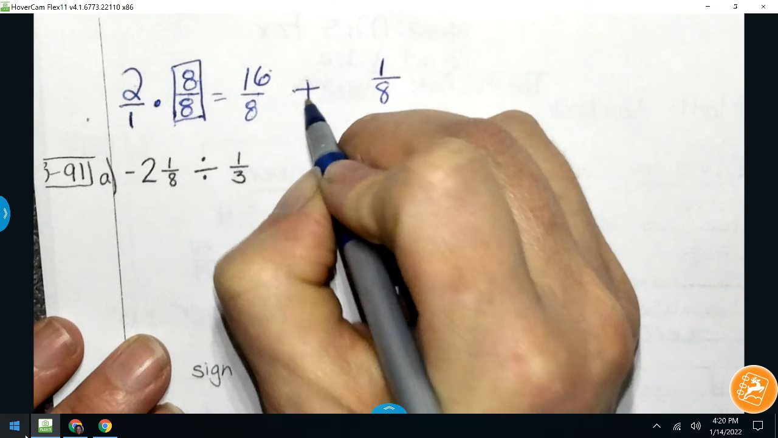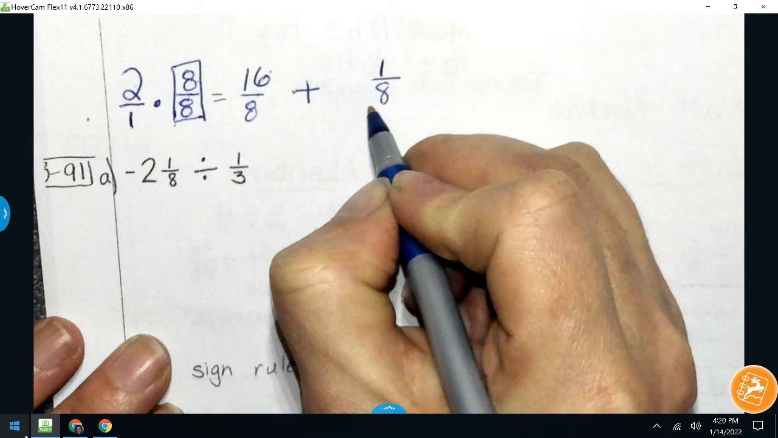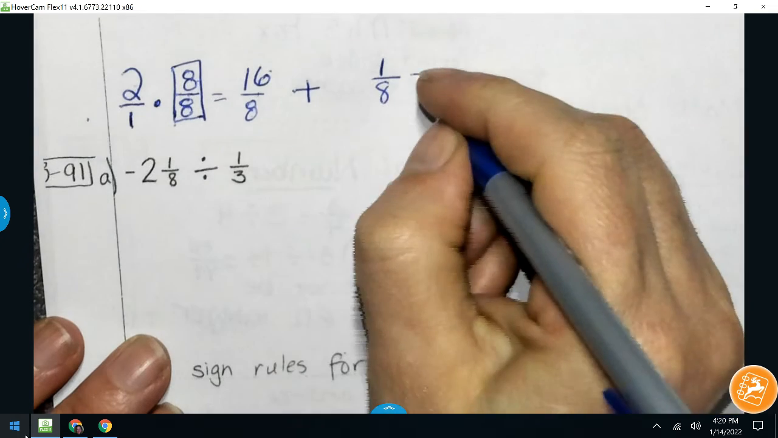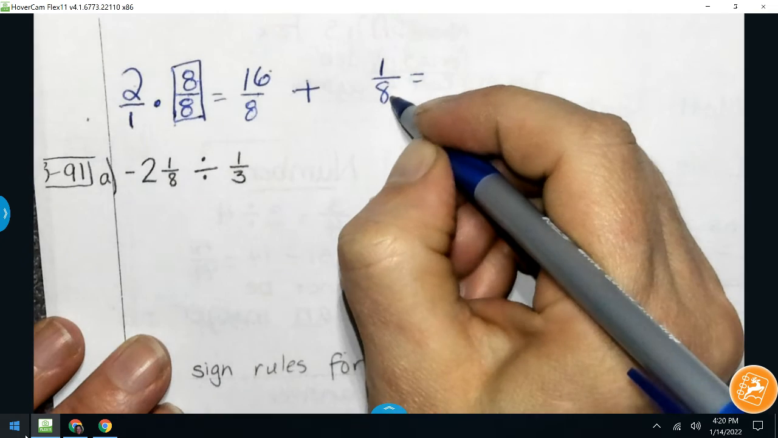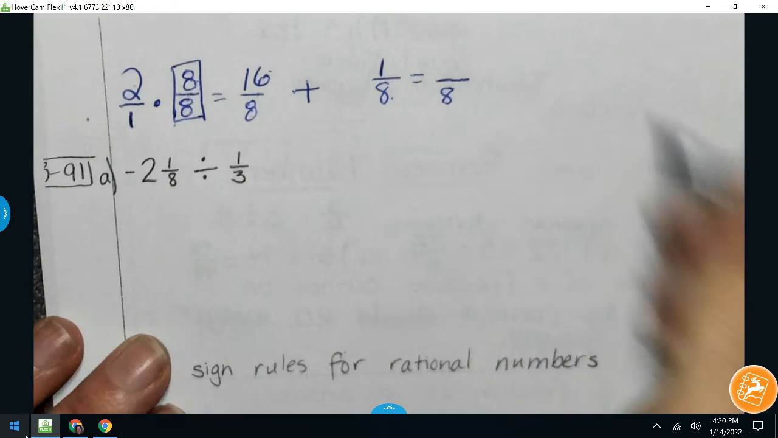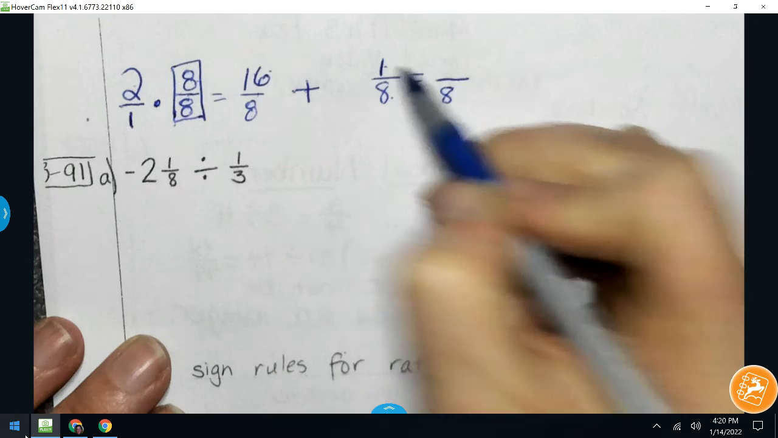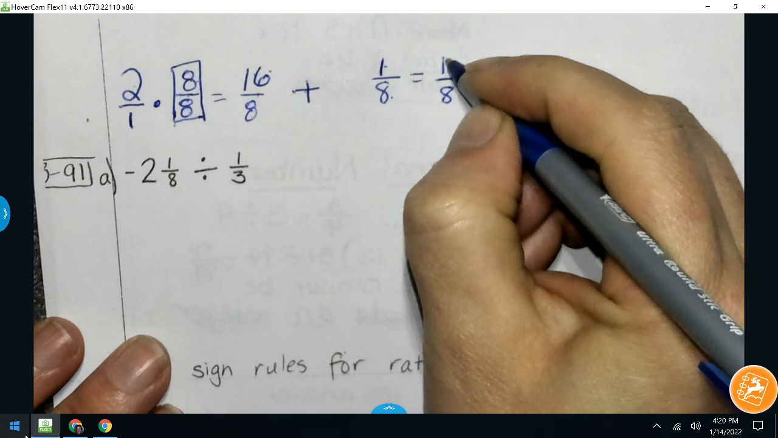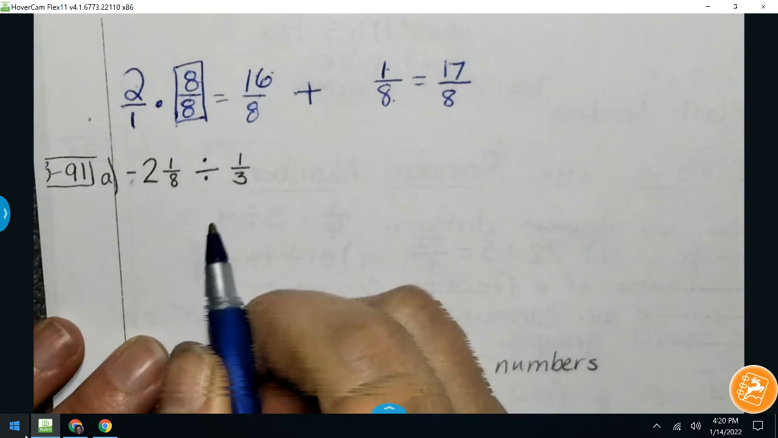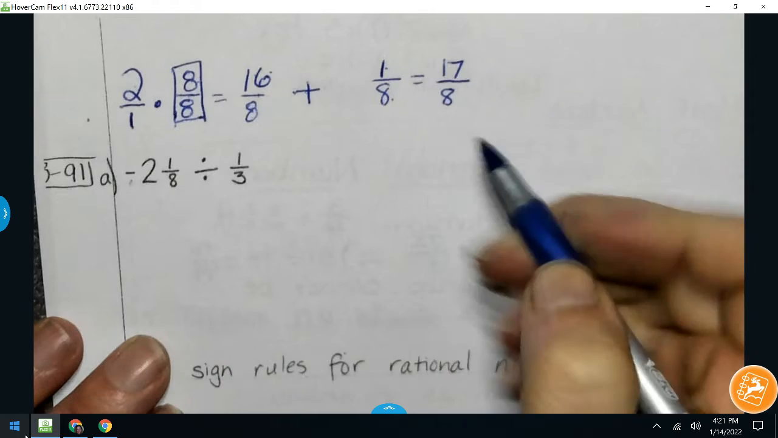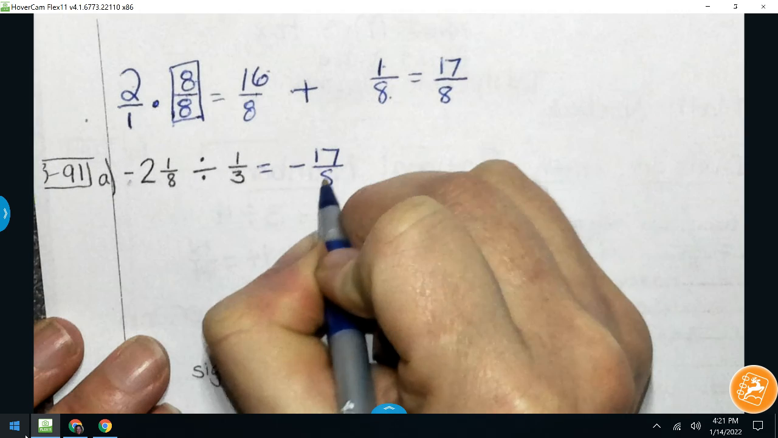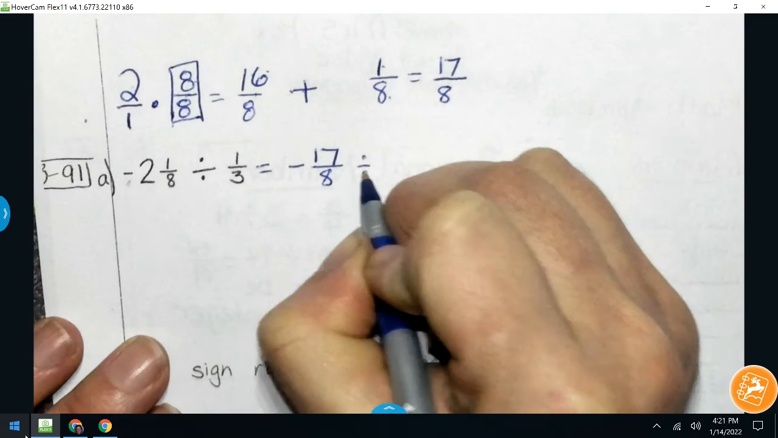But now we're going to add these two parts that we decomposed earlier. We pulled them apart. We need to recompose them, put them back together again. So 16/8 plus 1/8. My eighths stay the same, and I'm going to add my 2 numerators. And I'm going to get 17/8. Now don't forget, this guy's negative though. Don't forget that. So now this is my fraction greater than 1. So I have negative 17/8 that I'm dividing by 1/3.